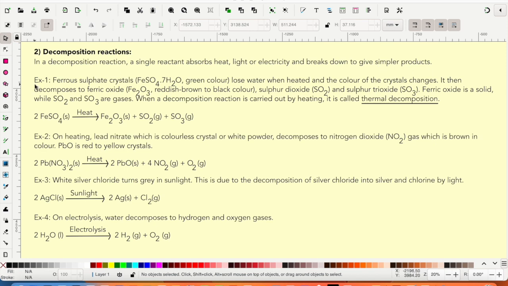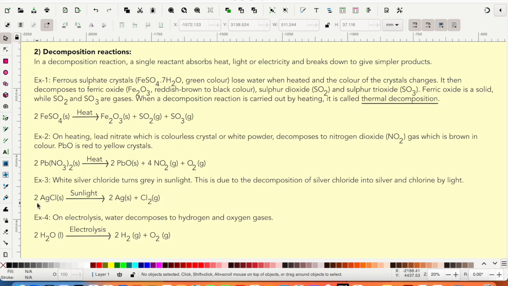Let us see a few examples of it. First example, ferrous sulfate crystals, which are green in color, lose water when heated and the color of the crystals changes. It then decomposes to ferric oxide, Fe2O3, which is reddish brown to black in color, sulfur dioxide gas, and sulfur trioxide gas. When a decomposition reaction is carried out by heating, it is called thermal decomposition. On heating, lead nitrate, which is a colorless crystal or white powder, decomposes to nitrogen dioxide gas, which is brown in color.